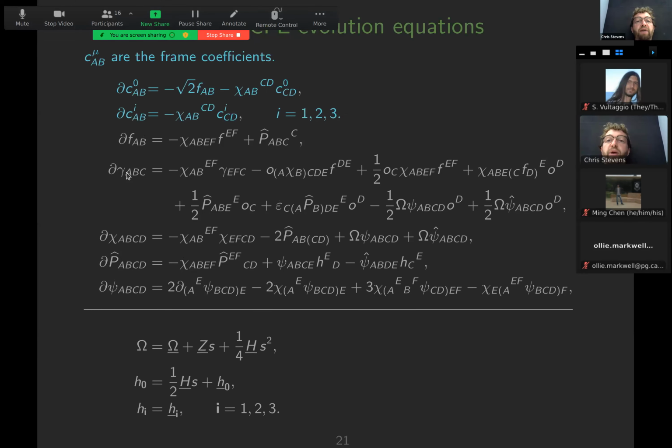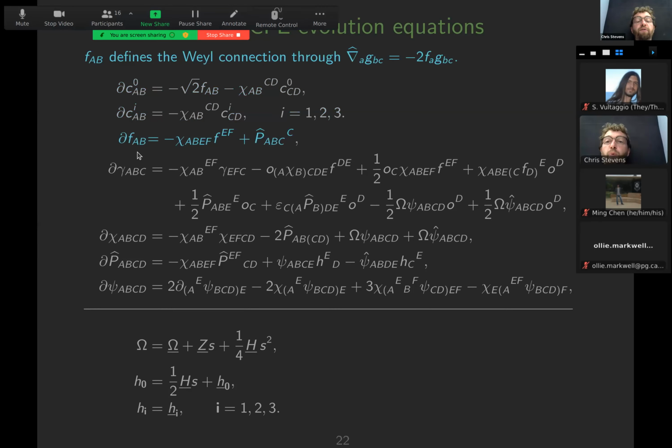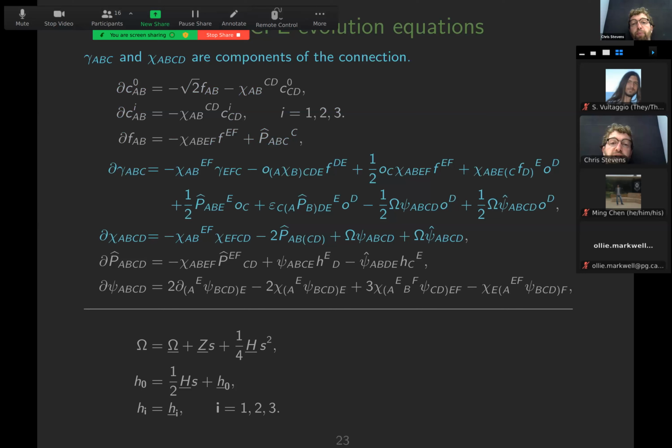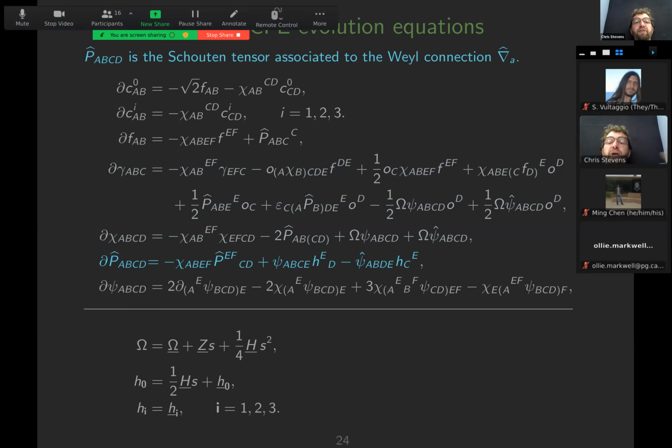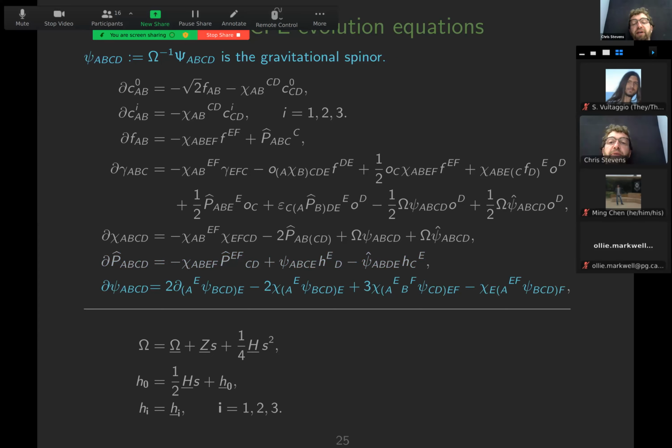All right, so what do we have? We have the frame coefficients. We have the one-form that defines the Weyl connection. We have quantities that represent the connection coefficients, the capital gamma. We have the Schouten tensor coming from the Weyl connection. And this thing is the K. This is the important thing that represents the gravitational radiation. So importantly, it is this thing that is the PDE of this. This is the only place that the partial differential equations come from.